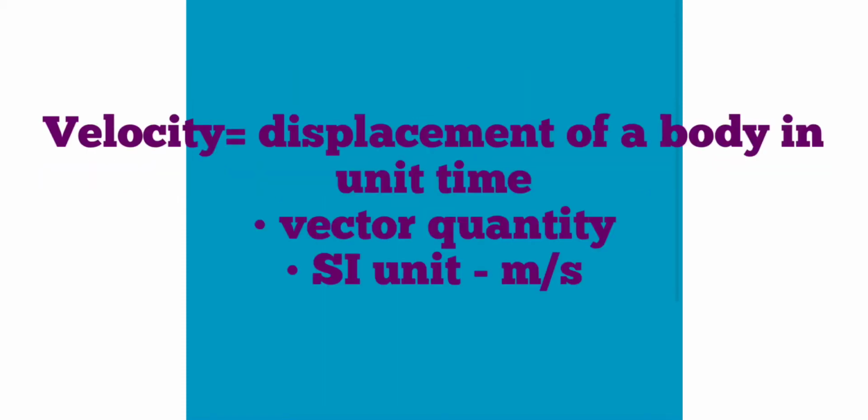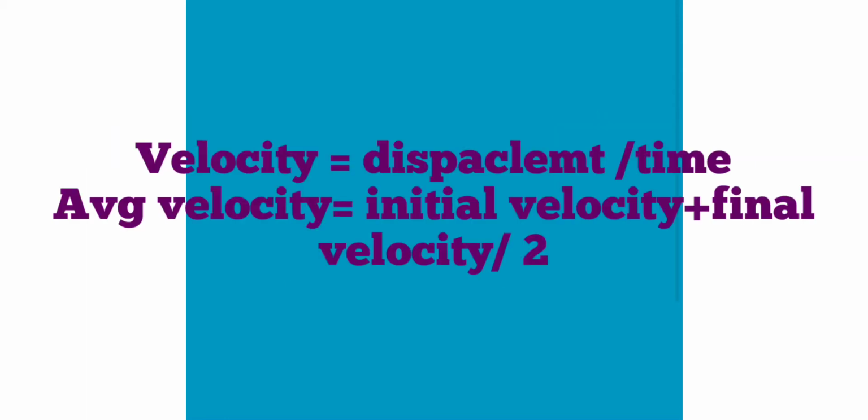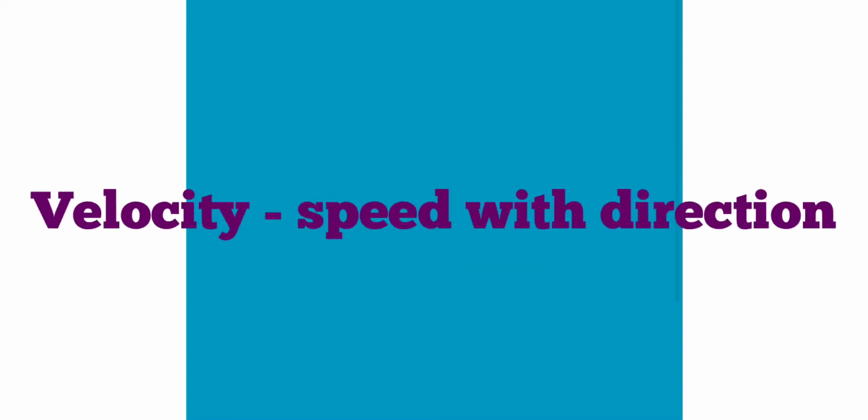Now velocity. What is velocity? It is displacement of the body in unit time. It is a vector quantity. Its SI unit is meter per second. Formula for velocity is displacement upon time. And the formula for average velocity is initial velocity plus final velocity divided by 2. Velocity is speed with direction. If it does not have direction, it is speed, and if it has direction, it is velocity.